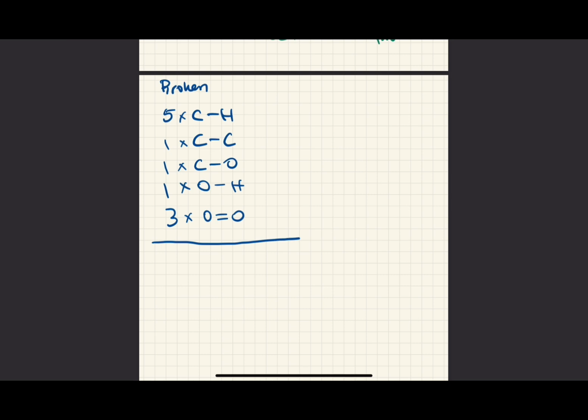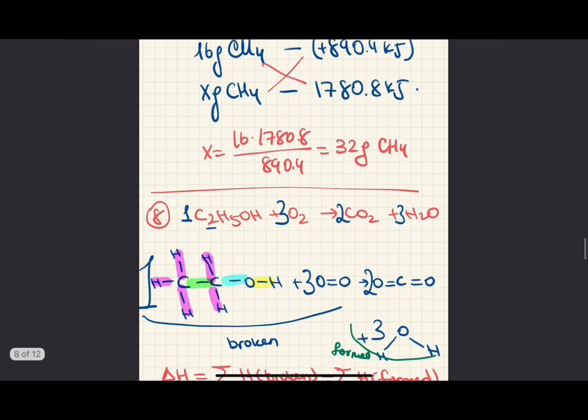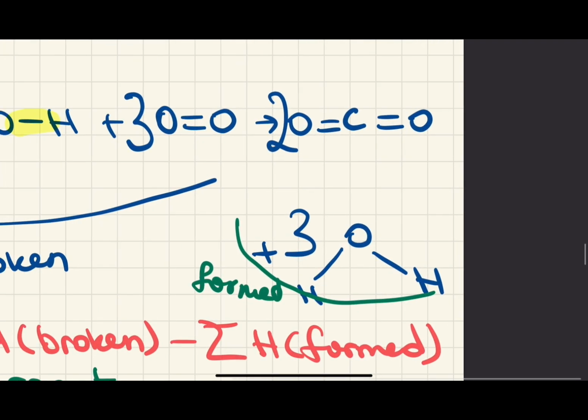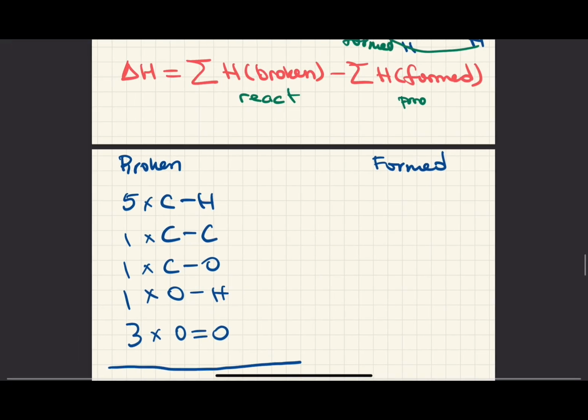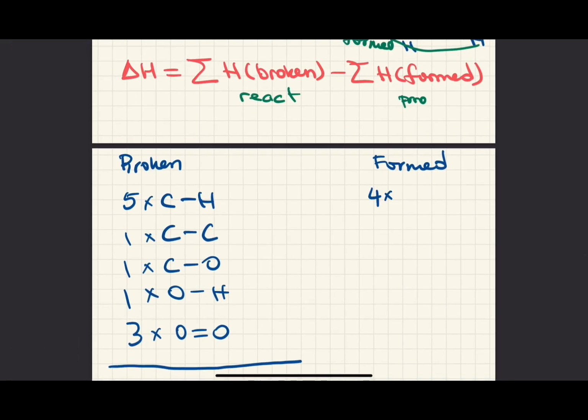And the formed, I'm gonna write it here. So in the formed, we have it here. I'm gonna write the type. So as you see, I have 1 carbon and oxygen and 2 carbon. I have 2 bonds on 1 molecule, and I have 2 of them. So 2 times 2, I have altogether 4 of the carbon and oxygen, right?